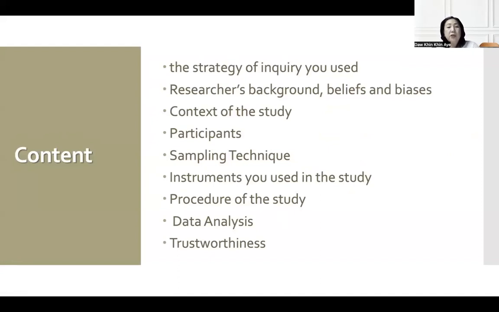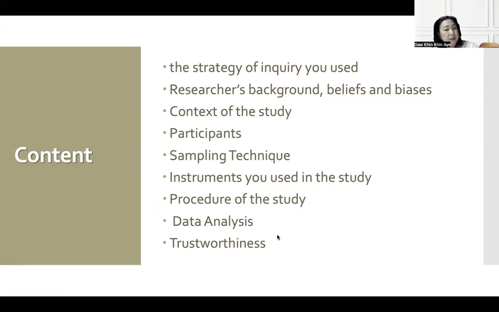The strategy of inquiry you use, and the researcher's background, beliefs, and biases. For example, my PhD student was looking into parental involvement, and he himself at that time was a school principal. That's why he had to indicate his background, beliefs, and biases as well. In quantitative research it is reliability and validity, but in qualitative research it is totally different. That's why you need to indicate the background, beliefs, and biases and the context of the study, whether it's inside the school compound or outside the school.